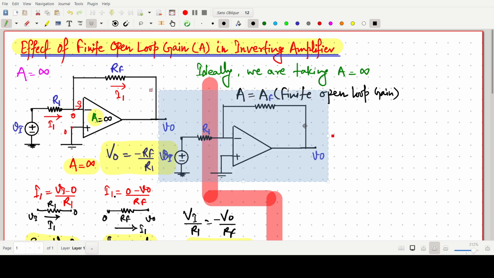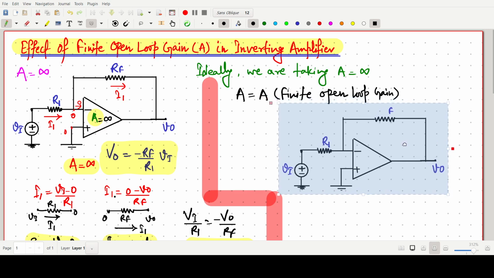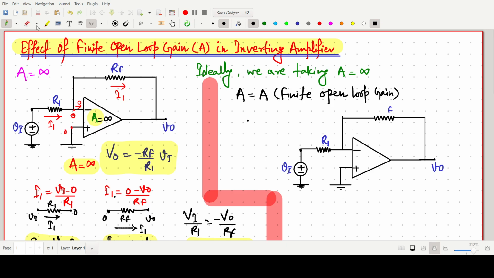So now again we put the same figure here, but now we write this gain as some value A. Earlier, for A infinity, V naught was minus Rf by R1 times Vi. Now this A value is some finite value. A is nothing but V naught by this potential, V plus minus V minus, the potential across this side.